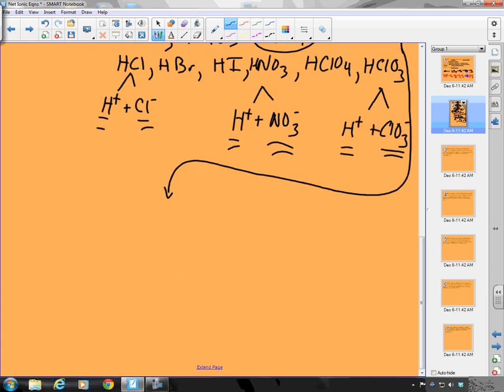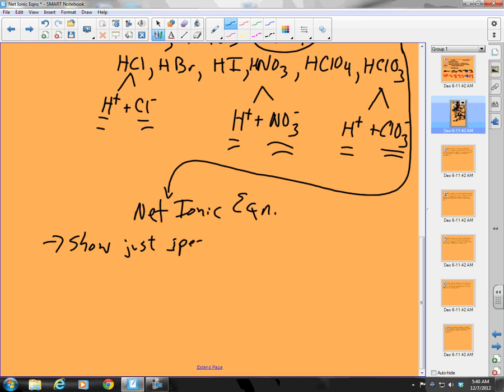We come to the net ionic equation. And what is the net ionic equation? It really shows just species involved in reaction. Okay, so what does that mean? That means if I have a precipitate forming, only the two entities forming the precipitate are shown. Now that's a little complicated, but let me give you a little tip.